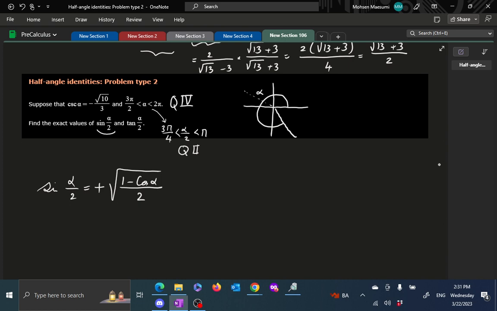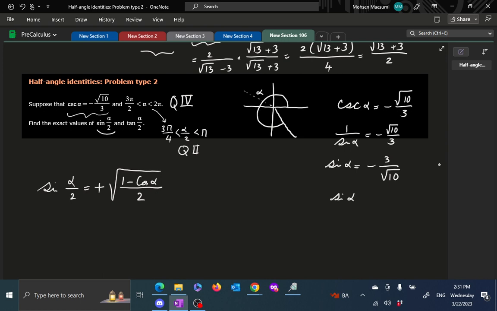Well, what is cosine of alpha? We go back to information that is given. We are given that cosecant of alpha is minus radical 10 over 3. What is cosecant? We haven't seen this friend for a very long time. That was just 1 over sine of alpha. So that's minus radical 10 over 3. Let's make it look like a more familiar creature: minus 3 over radical 10.